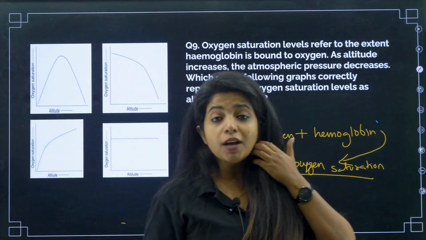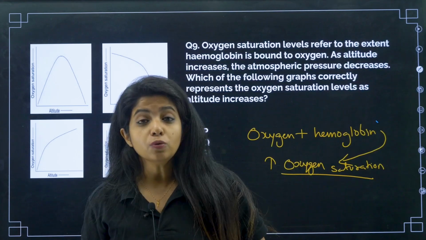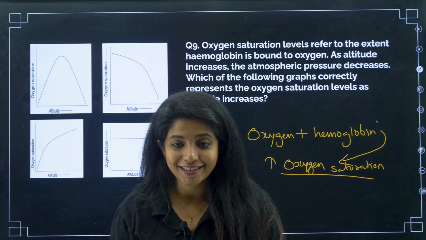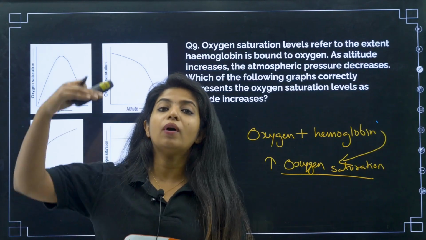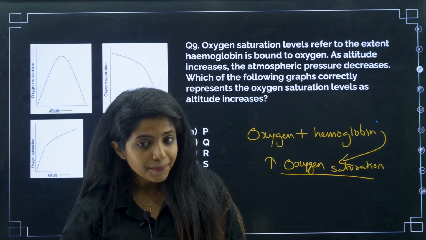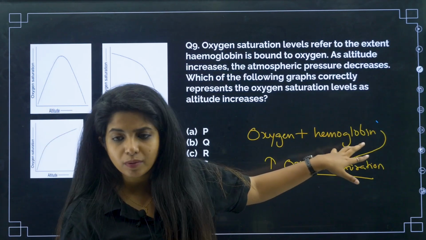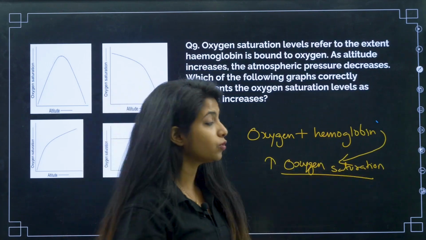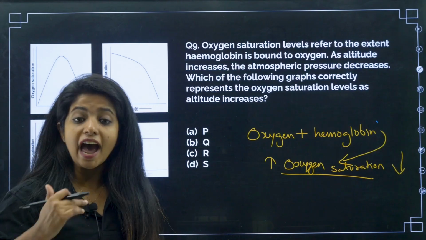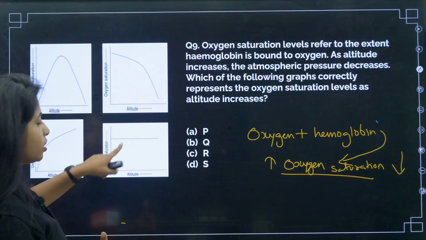So, you might be knowing that people who climb Mount Everest and all, they have to be very well trained to live in an environment where oxygen is not that much. When you go to high altitudes, the amount of oxygen gets less. So, if oxygen is less, obviously it won't be bound to hemoglobin, not much amount of oxygen will be bound to hemoglobin. So, can I say oxygen saturation will also go down as we go up to the higher altitude? Yes. So, over here which graph do you think is correct?